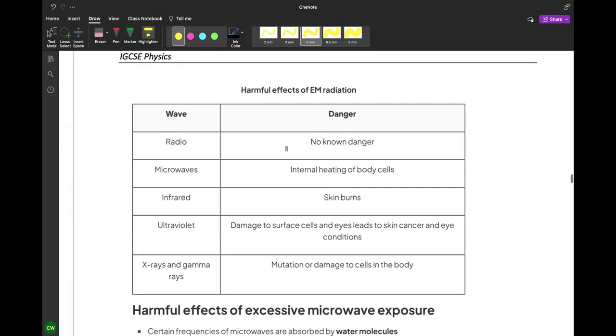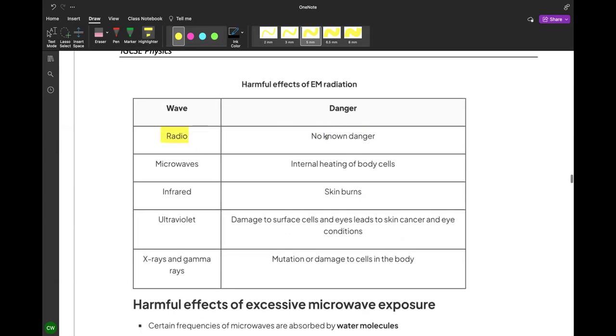Radio waves so far are not very dangerous. Microwave causes internal body heating. That's why when you talk over the phone for a long time, you find that your ear will be heated up, because this microwave is heating up your body cells. Infrared means sunburn. If you are under the sun for a long time, you have sunburn.